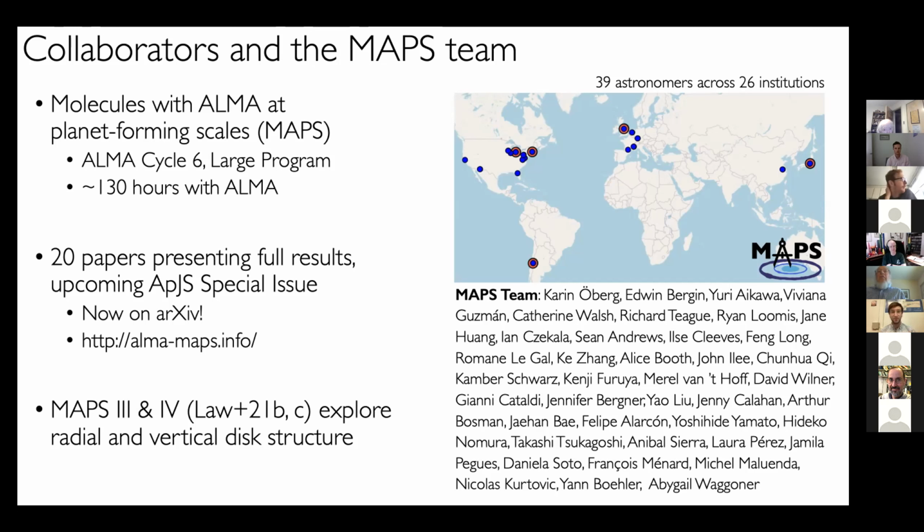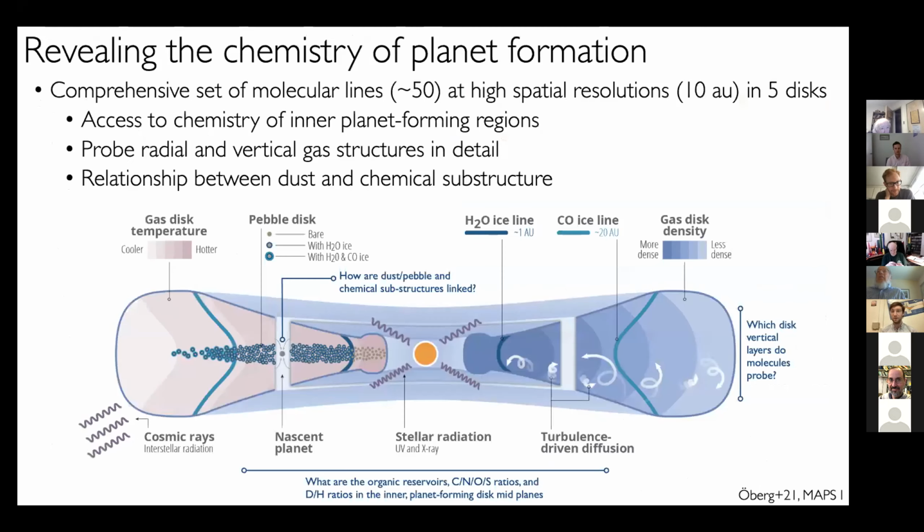So today I'm just going to be talking only a subset of the results. Can, as you imagine, not get through all 20 papers. I'm going to be talking about MAPS 3 and 4, which are the papers that I led, and these explore the radial and vertical disk structure respectively.